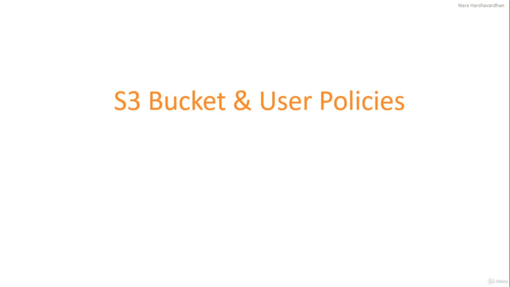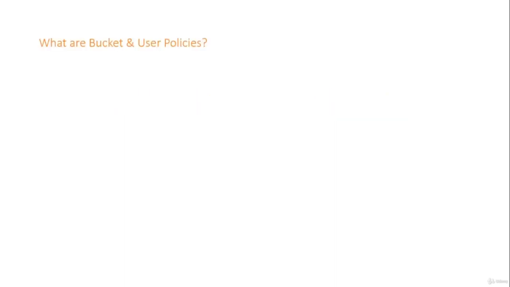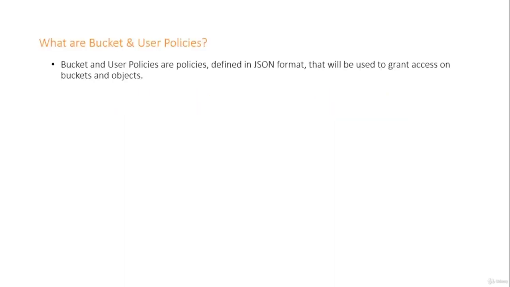Hello everyone, welcome to this lecture on S3 bucket and user policies. What are bucket and user policies? Bucket and user policies are policies that are defined in JSON format and which will be used to grant access on buckets and objects. Here JSON stands for JavaScript Object Notation, and it is basically a way of defining data.